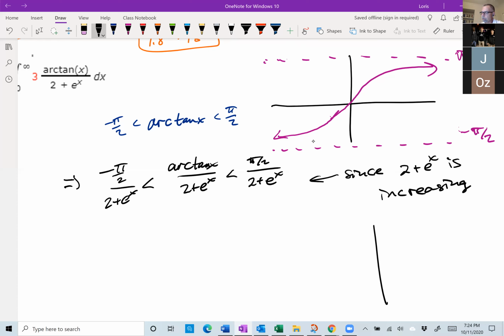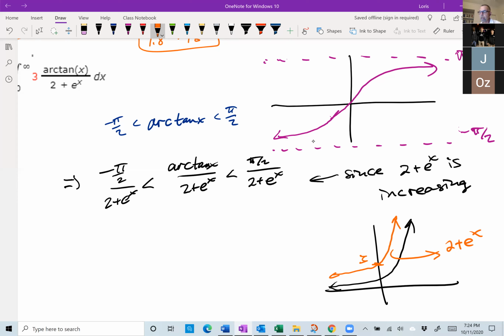Because e to the x looks like this. And then when you add 2 to it, it just moves it up. This would be at 3 now. 2 plus e to the x.